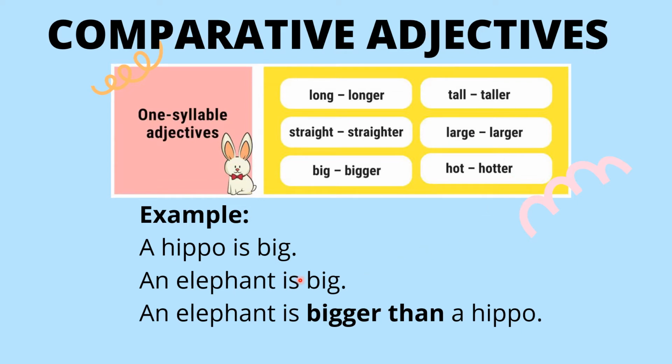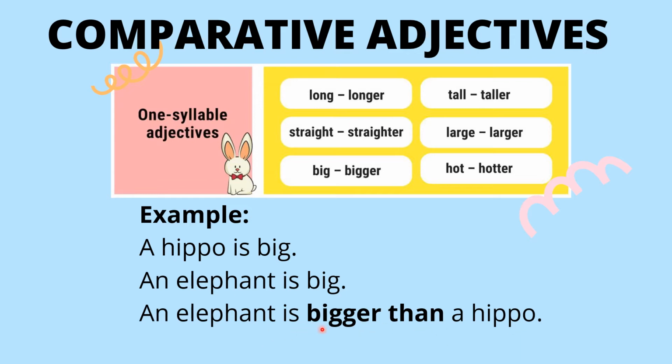So when we want to compare between two nouns, for this example, we want to compare a hippo and an elephant. So, bila kita nak bandingkan hippo dengan elephant ni, kita akan gunakan comparative adjectives. So, how to compare between these two animals? A hippo is big and an elephant is big. So, we want to compare them. So, an elephant is bigger than a hippo.